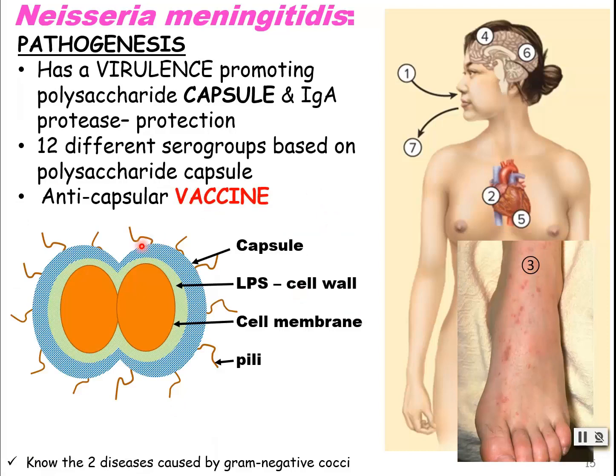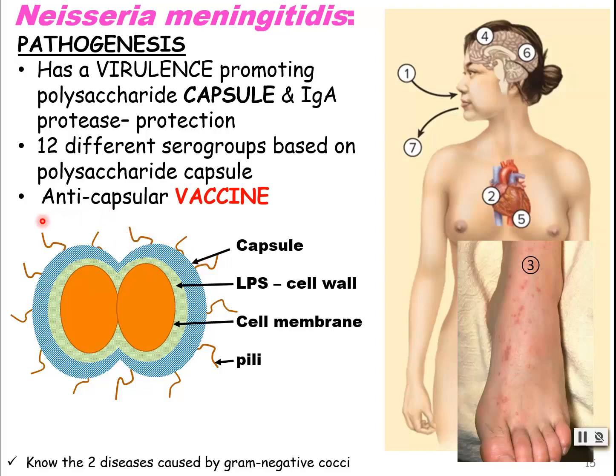Looking at this capsule, remember capsules help resist or prevent opsonization and phagocytosis. They also have IgA protease, because remember they enter through mucous membranes, and normally IgA antibodies are in our secretions to help protect us. There are 12 different serogroups, based on the capsule and other surface proteins, that can be identified by serology, using antibodies to that polysaccharide capsule or those surface antigens.